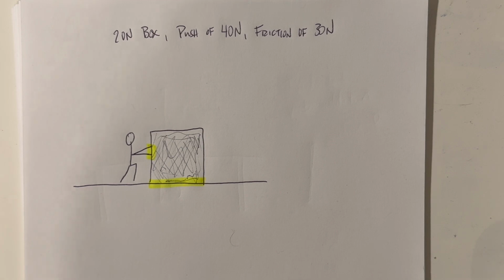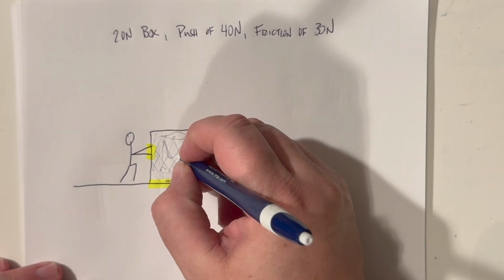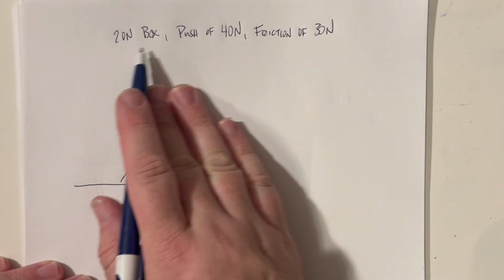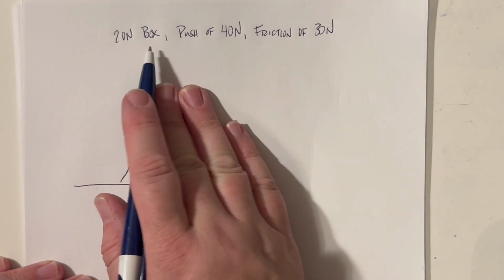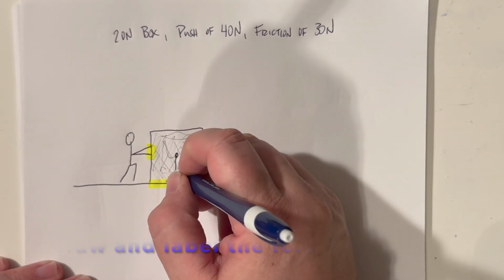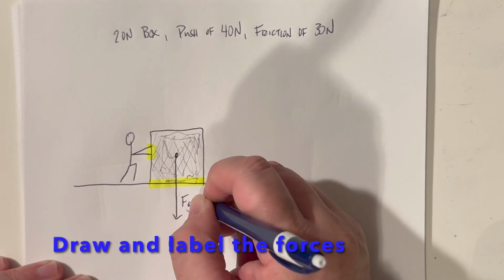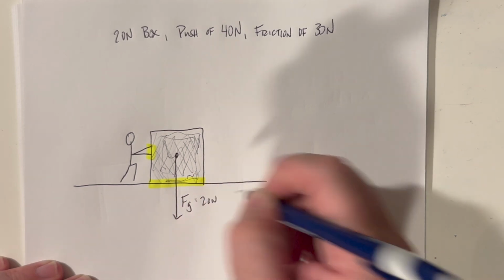There's not a set rule as to which one you would do first. My preference is to do gravity first. I know that my box is a 20 Newton box, so that tells me that my gravity is 20 Newtons. Say force of gravity, 20 Newtons.